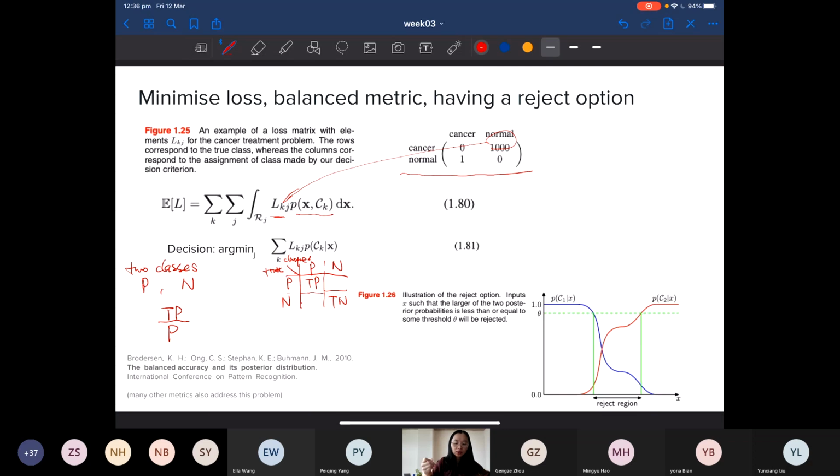So what this balanced accuracy metric says is that we can just count the fraction of correct decisions for both the positive and negative class, and then average them. So that's simple.